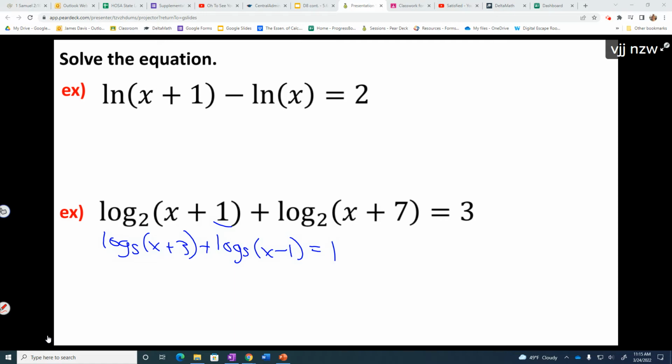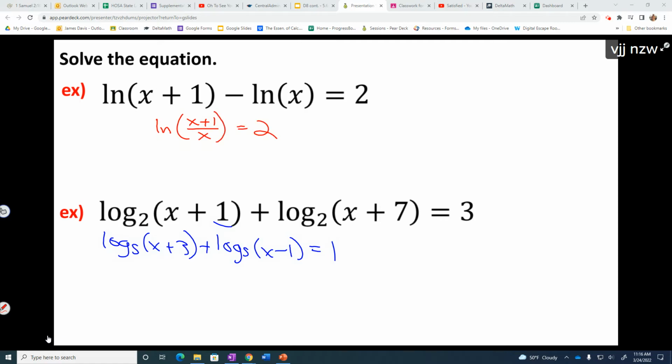So natural logs are just logarithms, right? Remember, they're just a special logarithm. They're a log with base e. So we can combine them in the same way and use the same properties. Here it looks like we want to combine them and then use exponential form. So combining these two together, we would get the natural log of (x plus 1) over x equals 2.